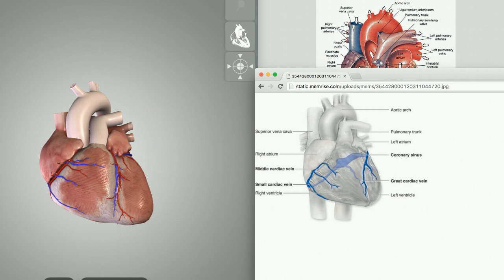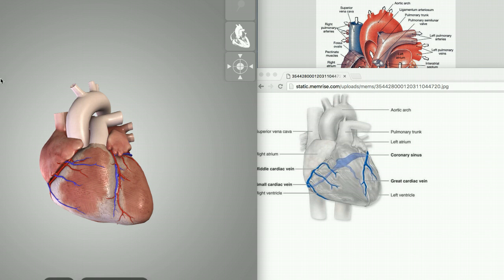and if I go back to the anterior view, you can see the aortic arch, the superior vena cava, the right atrium, the auricle of the left atrium, the pulmonary trunk. So what we have here, the main big one that comes down next to the anterior interventricular artery, is known as the great cardiac vein.